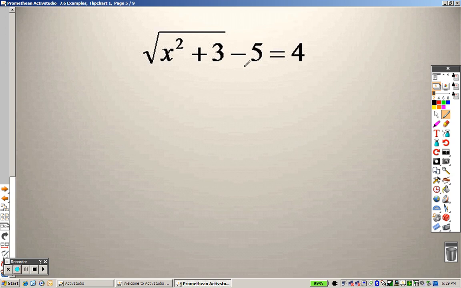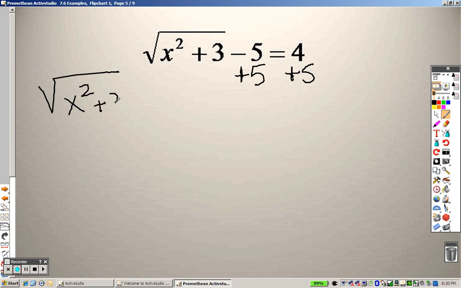With this one, this is all together underneath that root. So let's get rid of this 5. To do so, let's add 5. I end up with the square root of x squared plus 3 equals 9, because 4 plus 5 is 9.